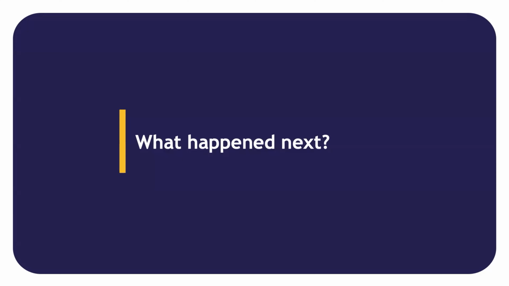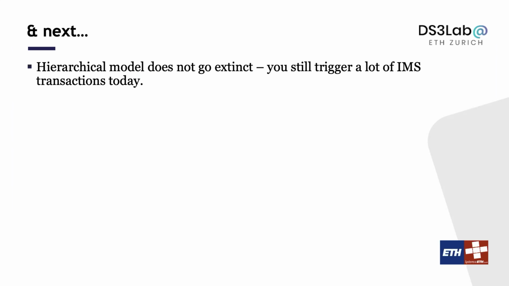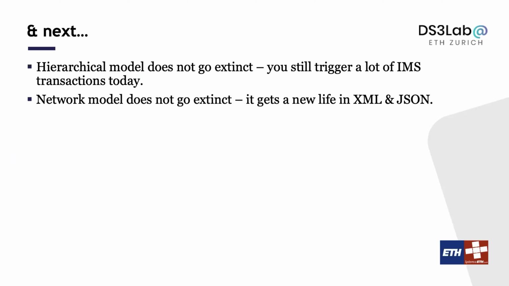let's talk about what's next after the relational model. The hierarchical model actually still exists. You trigger a lot of such queries today; whenever you go to the bank, highly likely you are querying some hierarchical database. The network model also exists. If you look at XML and JSON, you can see the similarity between XML and the network model. So they are still very, very important.